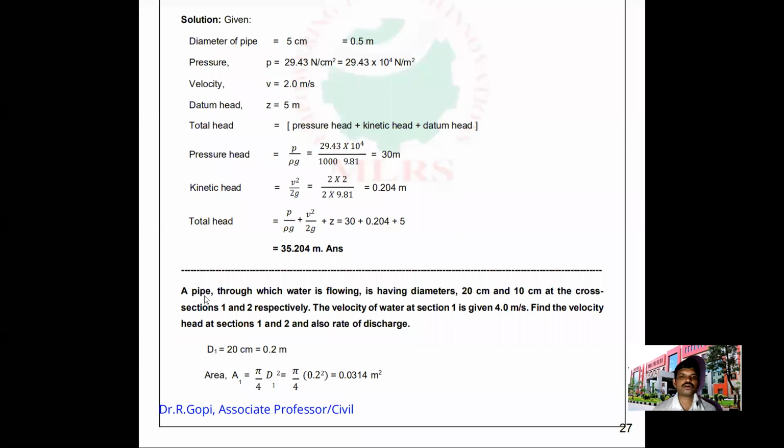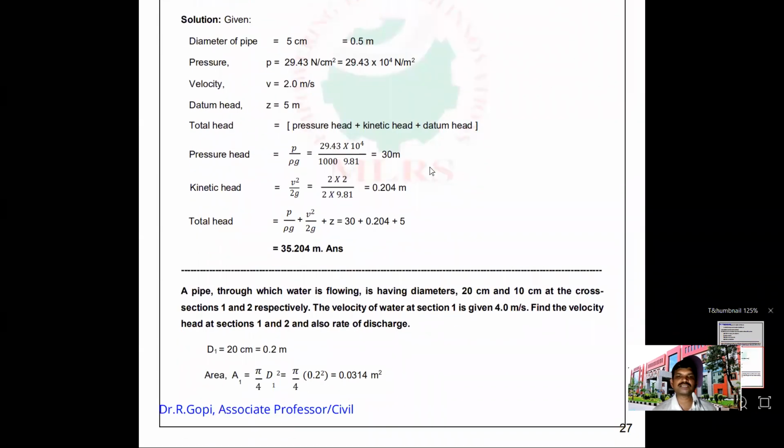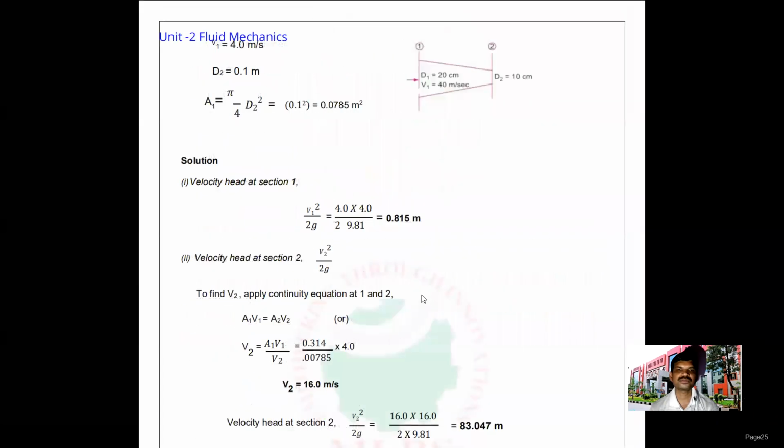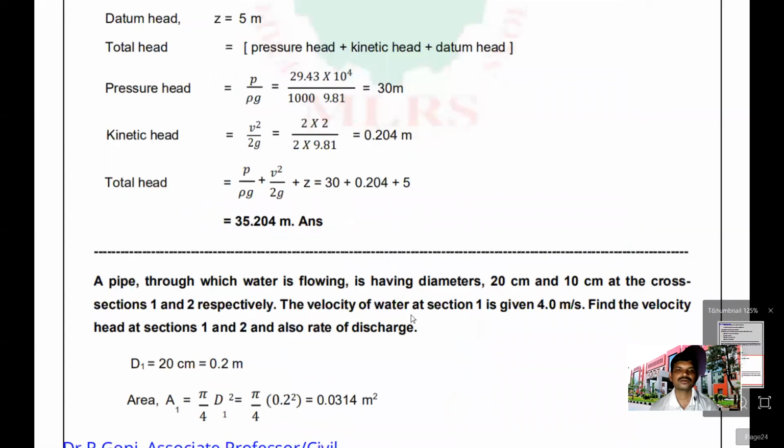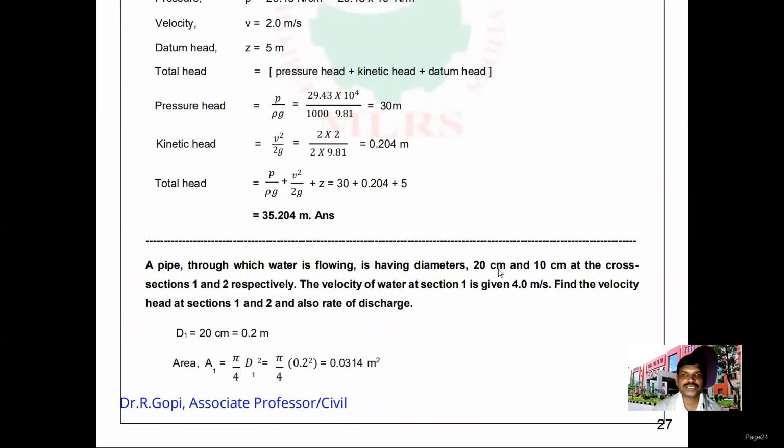Now let us see the second problem. A pipe through which water is flowing is having diameter 20 centimeter and 10 centimeter at the cross section 1 and 2 respectively. In the first problem, the pipe is of uniform cross section, that means the diameter is the same. But in this second problem, the diameter is not the same. You can see diameter is 20 centimeter at one section, 10 centimeter at the other section.